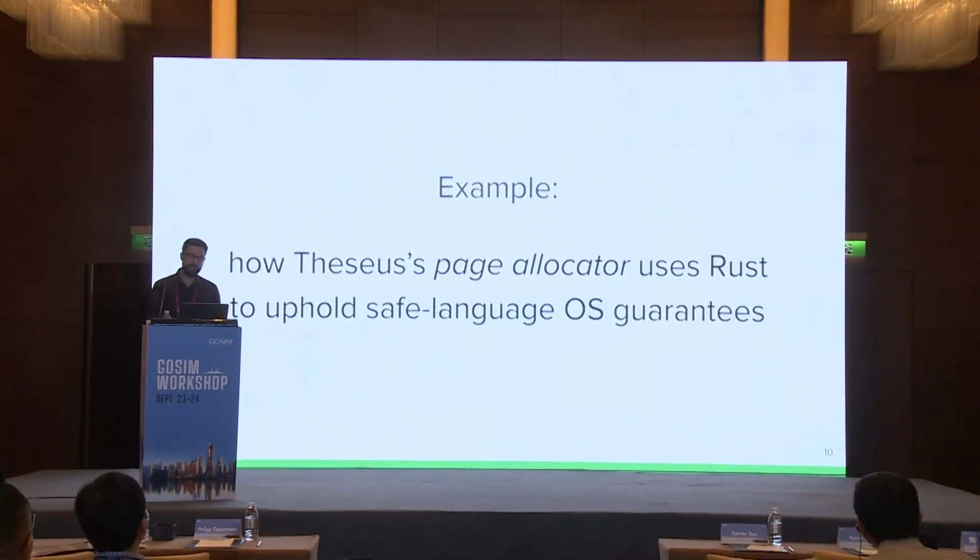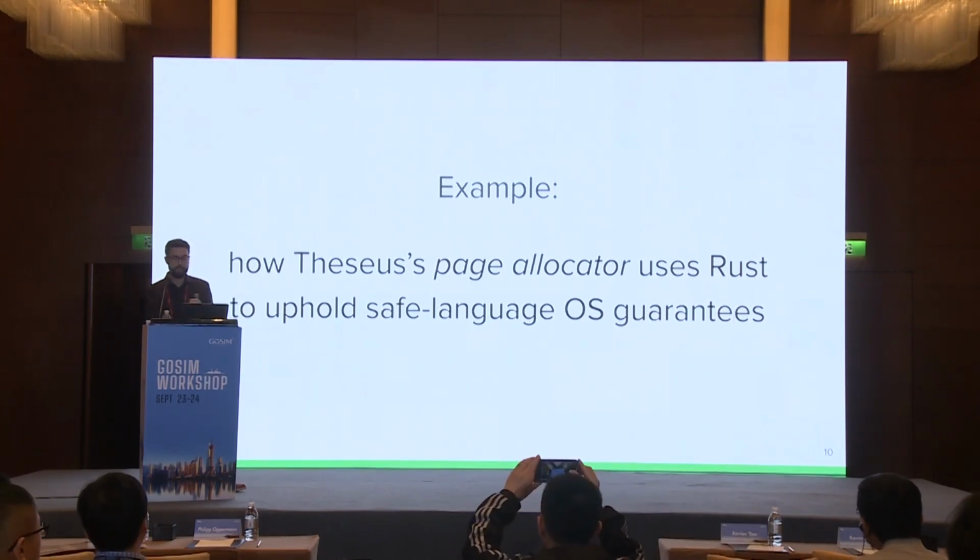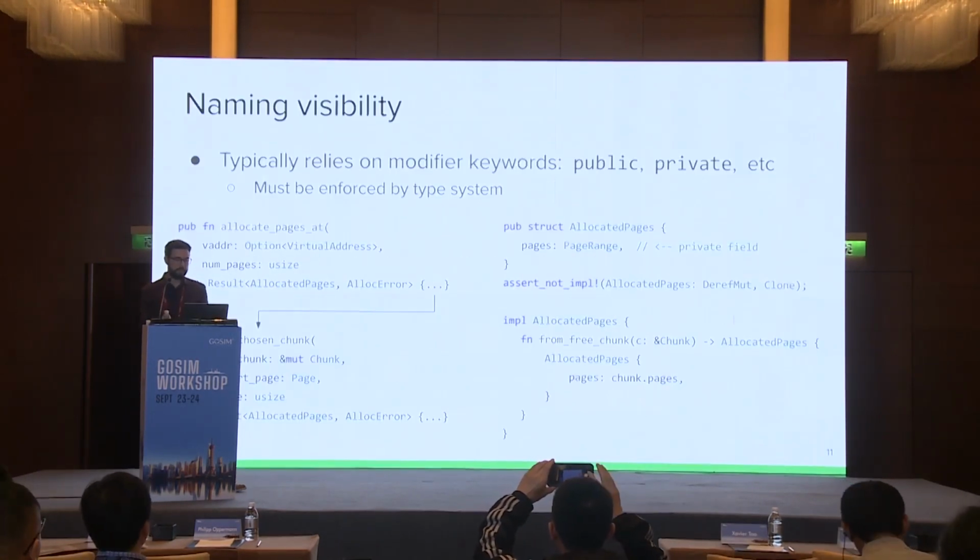So let me give you a quick example. So Theseus has a page allocator. A page is a chunk of virtual memory. And I want to give a quick overview of how we leverage these properties of Rust to uphold safe language OS guarantees in the page allocator. So the first one, naming visibility.